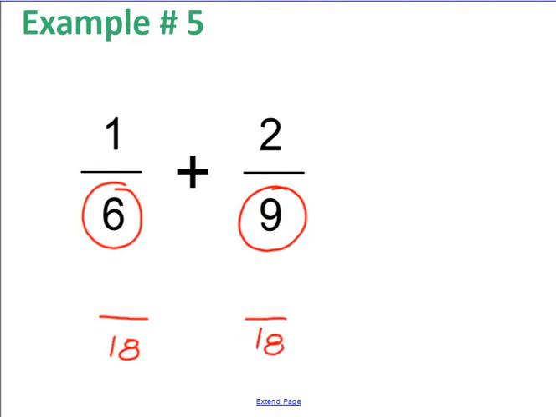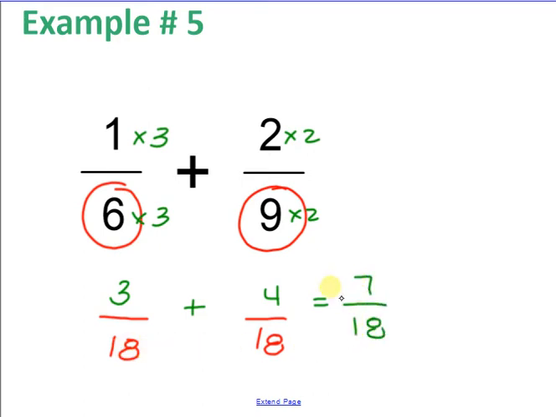Okay, so how many times does 6 go into 18? 3 times. So what's 1 times 3? 3. How many times does 9 go into 18? 2 times. So 2 times 2 is 4. Now I have like denominators. So 3 plus 4 is 7, and I just drag that bottom over for 18. And I do not even have to simplify because it's already as simplified as it can go.